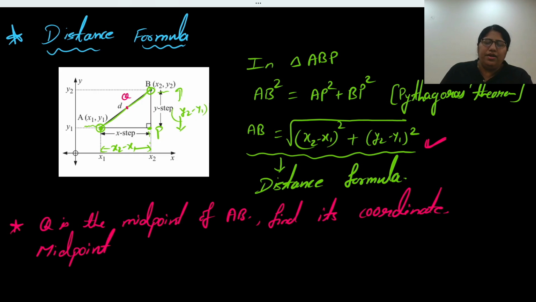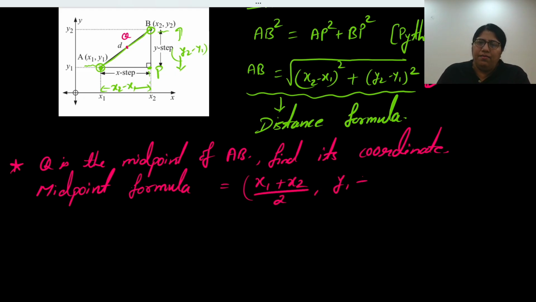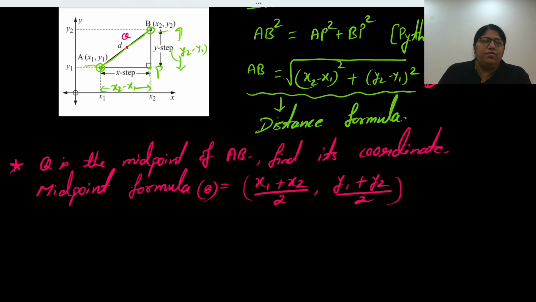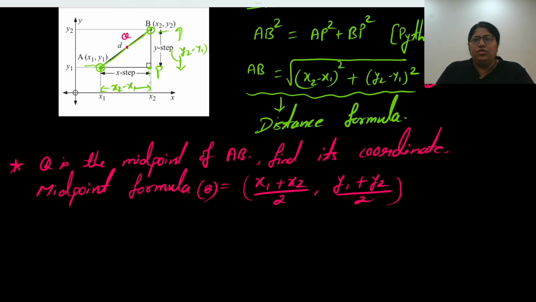To find out the coordinates of the midpoint of any line segment having endpoints, we use the midpoint formula. What is your midpoint formula? If I take it here, the total distance is divided into two equal parts. So we take x1 plus x2 by 2 comma y1 plus y2 by 2. This is nothing but the coordinates of point Q. Q is going to be the midpoint, right? So these two formulas we use to solve the questions.